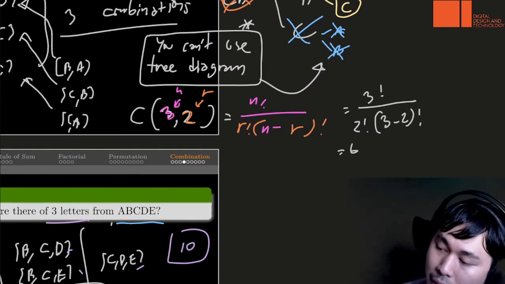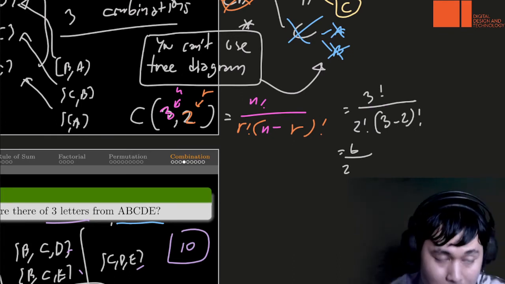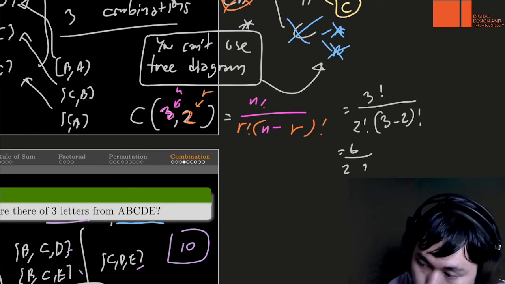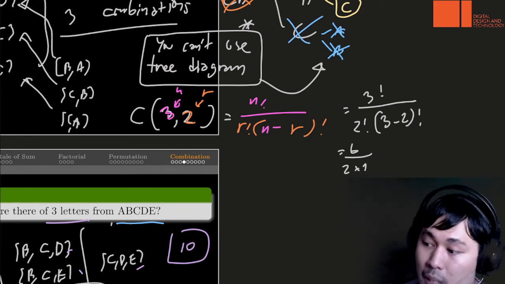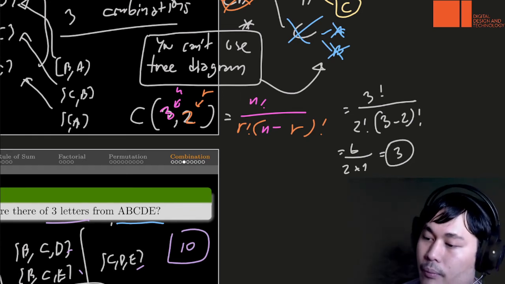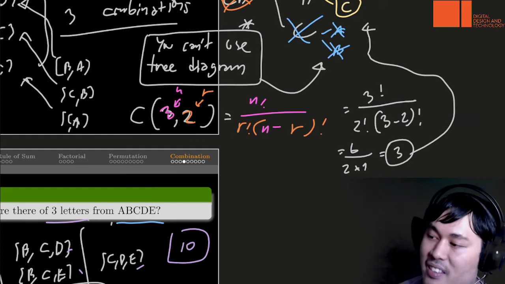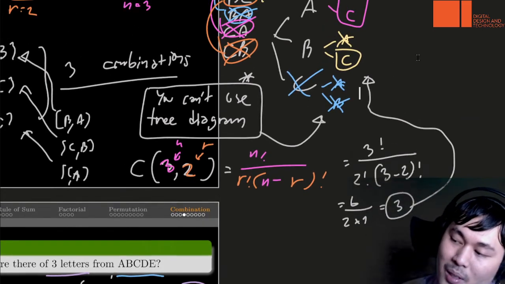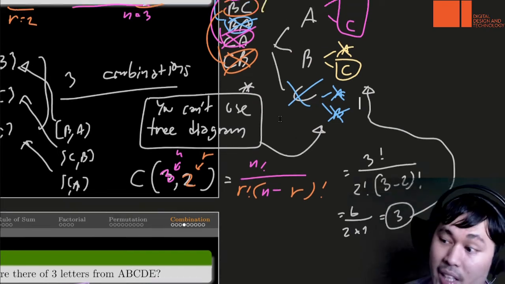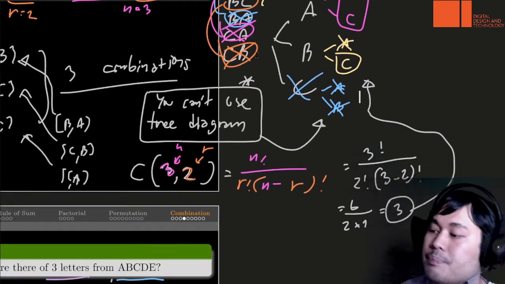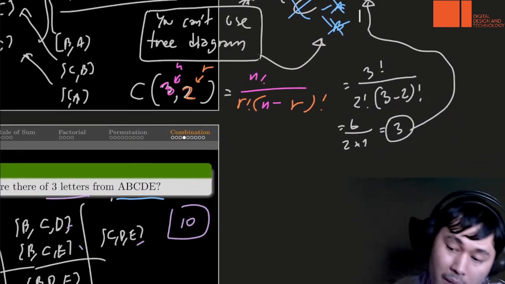3 factorial is 6. 2 factorial is 2. 3 minus 2 is 1. 1 factorial is 1. So it's 6 divided by 2, which is 3. So hopefully it's the same as the number that we just got above. And yeah, we did get 3 combinations. What about the next one?